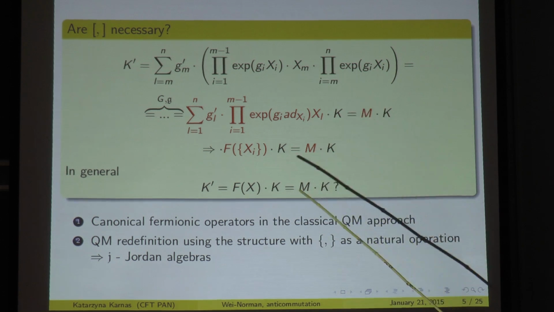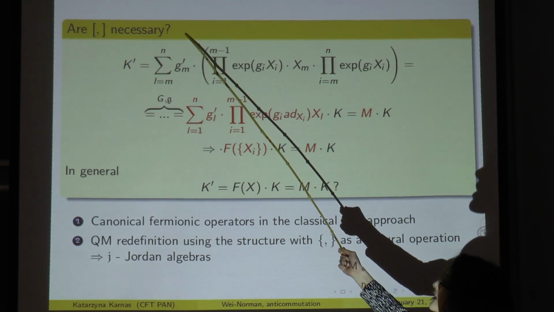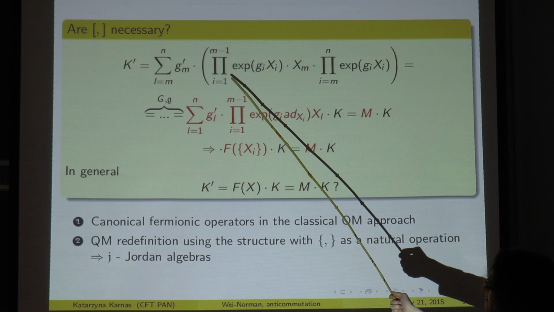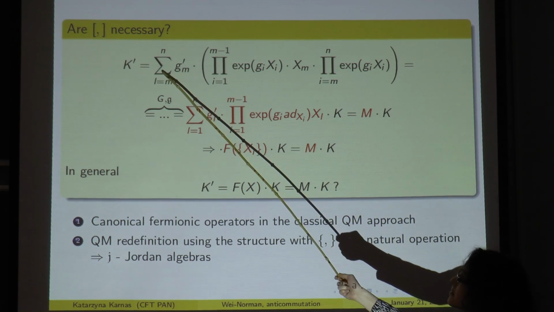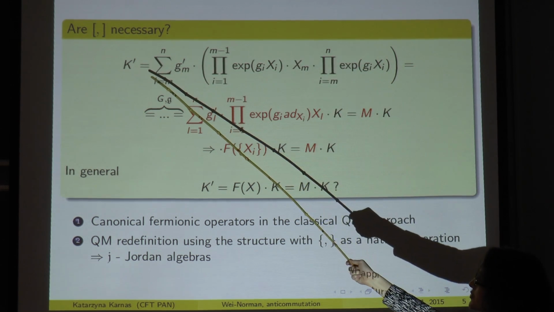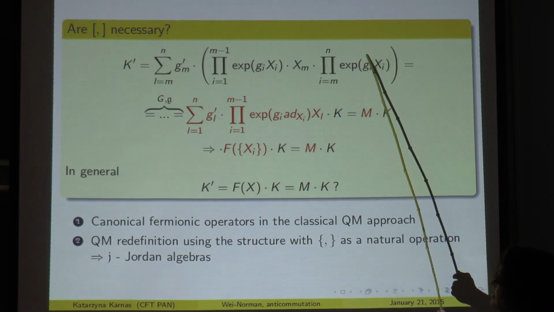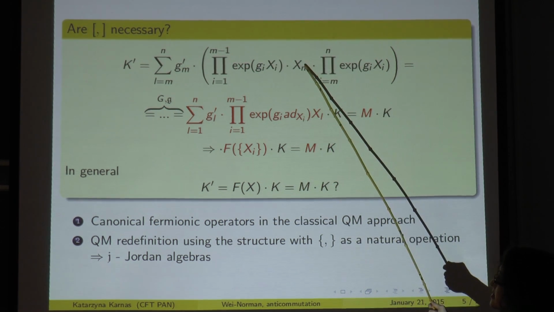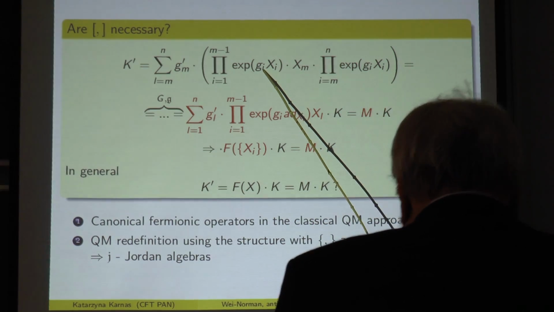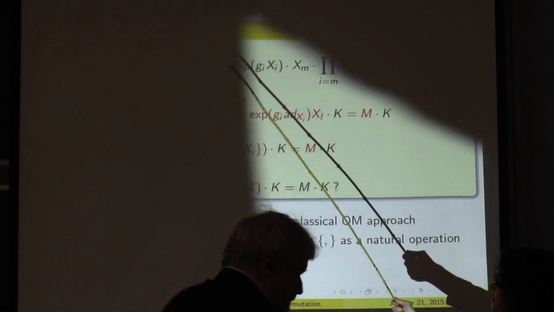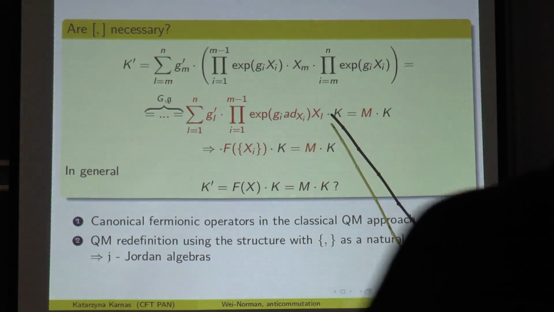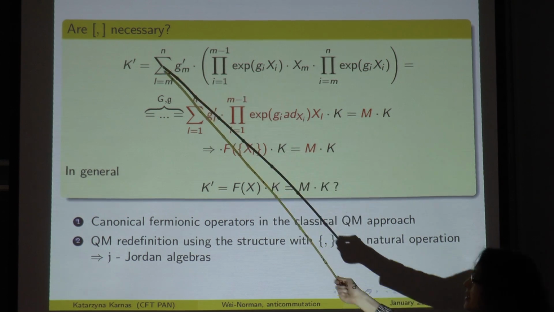The question is if the commutators are necessary in this method. So let us begin with the derivative. If we describe the solution as the product of exponentials of basis vectors multiplied by some coefficients, then it's very easy to calculate the derivative.